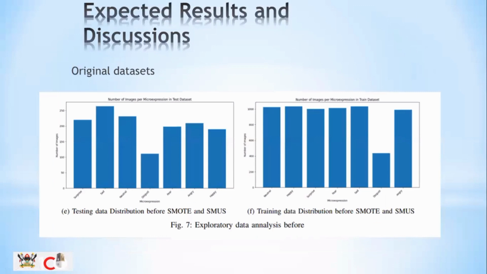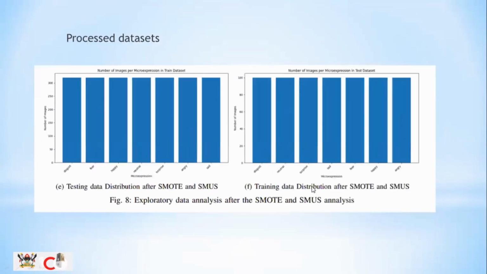Then these are the results that we acquired during the SMOTE and SMOOTH techniques that I've earlier on mentioned, whereby originally these are the training datasets and testing datasets that had their class imbalances, and after performing the SMOTE and SMOOTH techniques, we were able to solve the issue of the class imbalances, and all our classes were balanced.